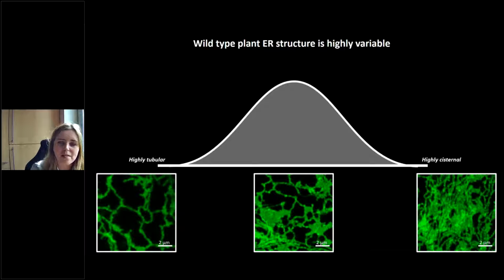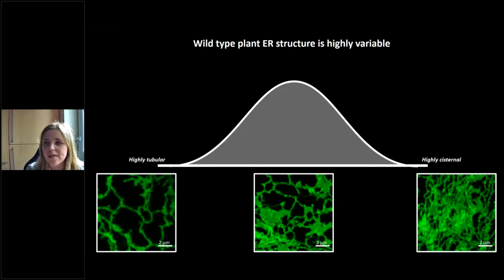And that problem is simply that our wild type ER is so highly variable. If you take a look at the graph that's hopefully appeared on your screen, you can see a whole array of different ER structures ranging from very tubular to very cisternal. These were taken a few cells apart in a tobacco leaf epidermal cell, infiltrated on the same day, not treated any differently to each other. But we have a huge range of different shapes and structures.